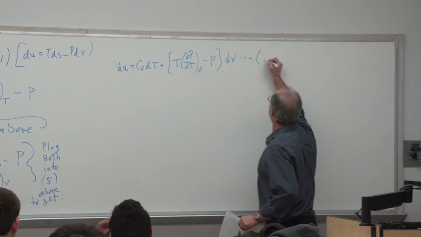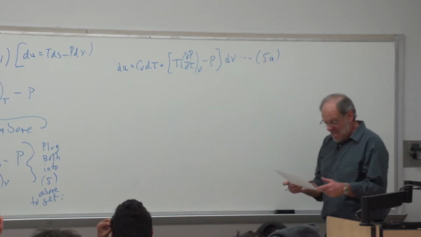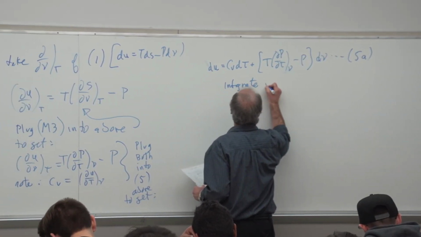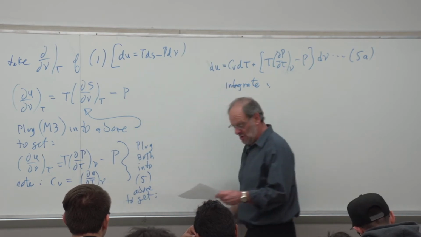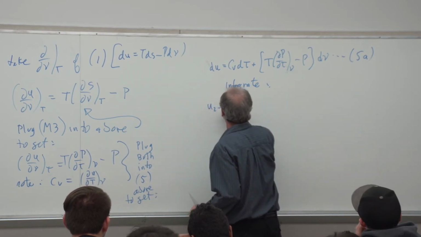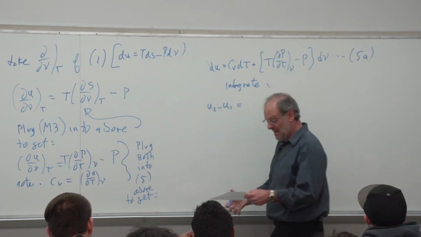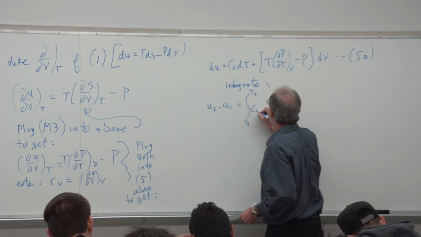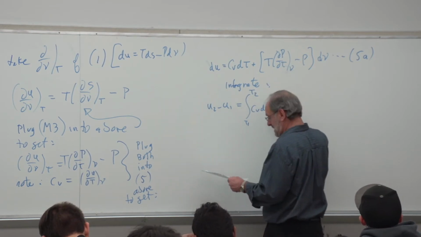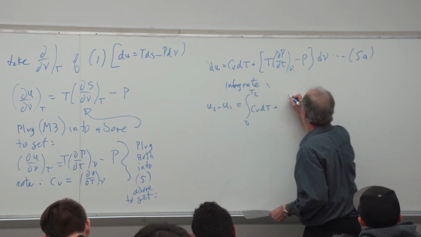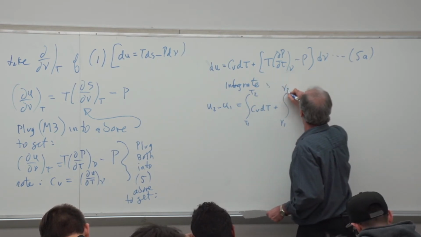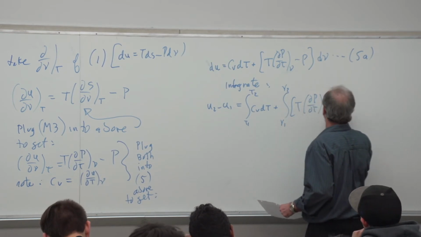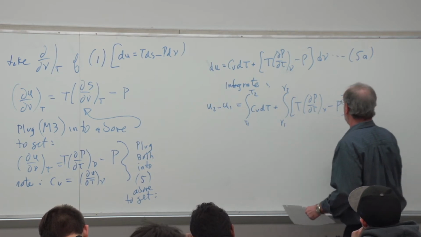In fact, I'm going to call this one equation 5a. And then the last thing I want to do is integrate. So the integral of du is just u2 minus u1. Then we have the integral, and we're integrating on temperature here, so between T1 and T2 of Cv dT. And then here we're integrating on volume, so plus the integral from V1 to V2 of T del P del T v minus P dV.